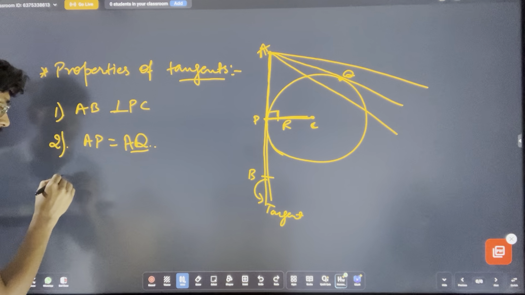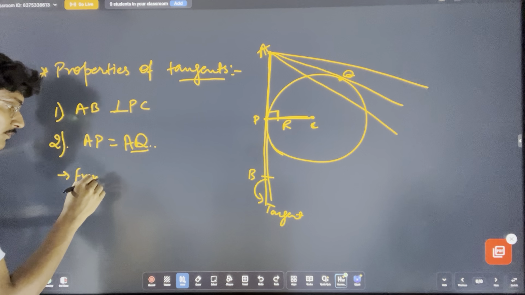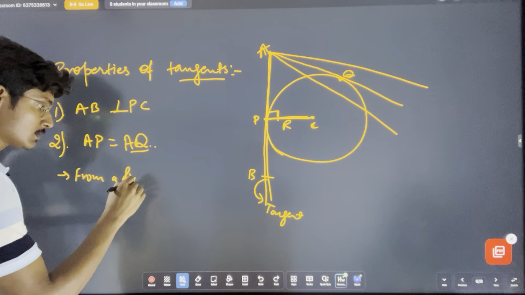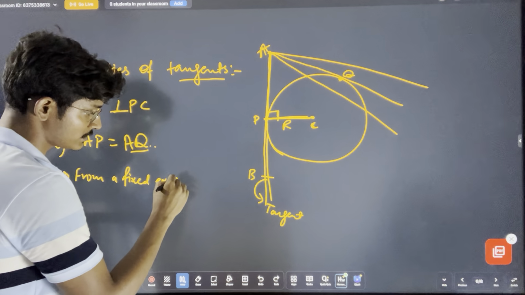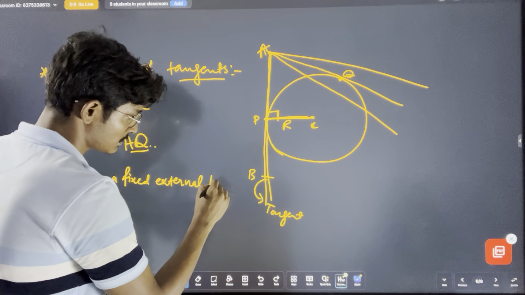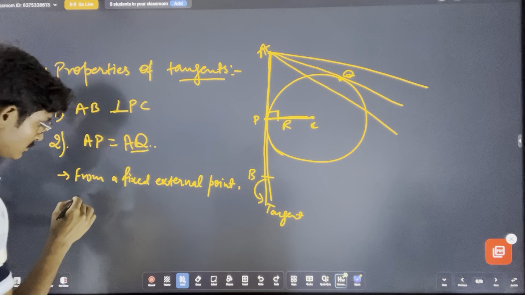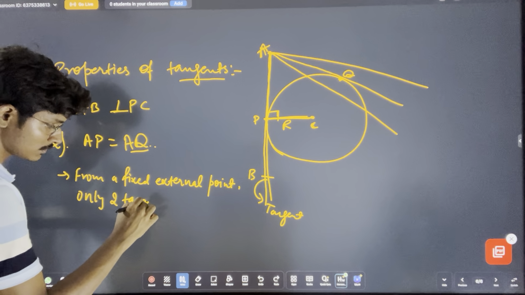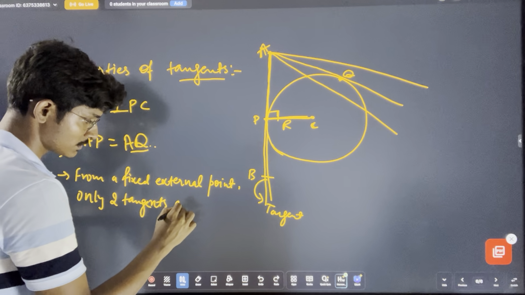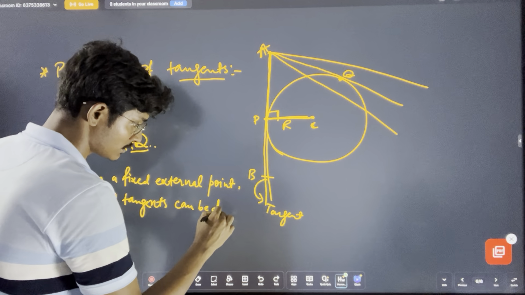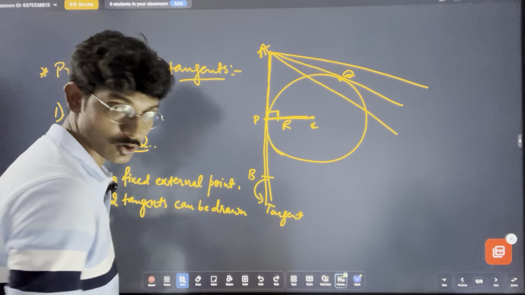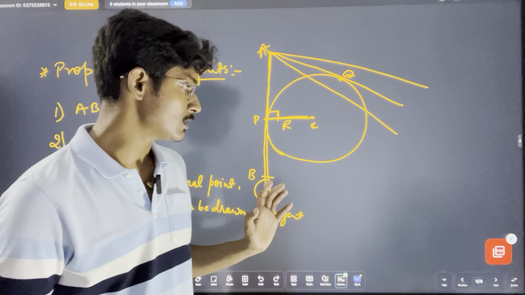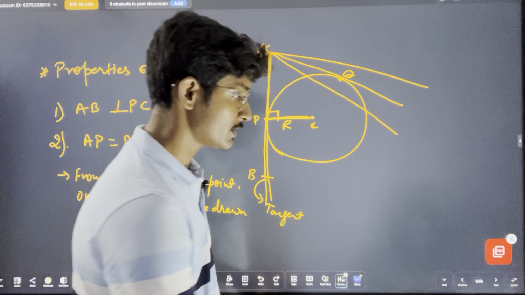And if you want to write it: from a fixed external point, only two tangents can be drawn. So this is our second property of the tangents.